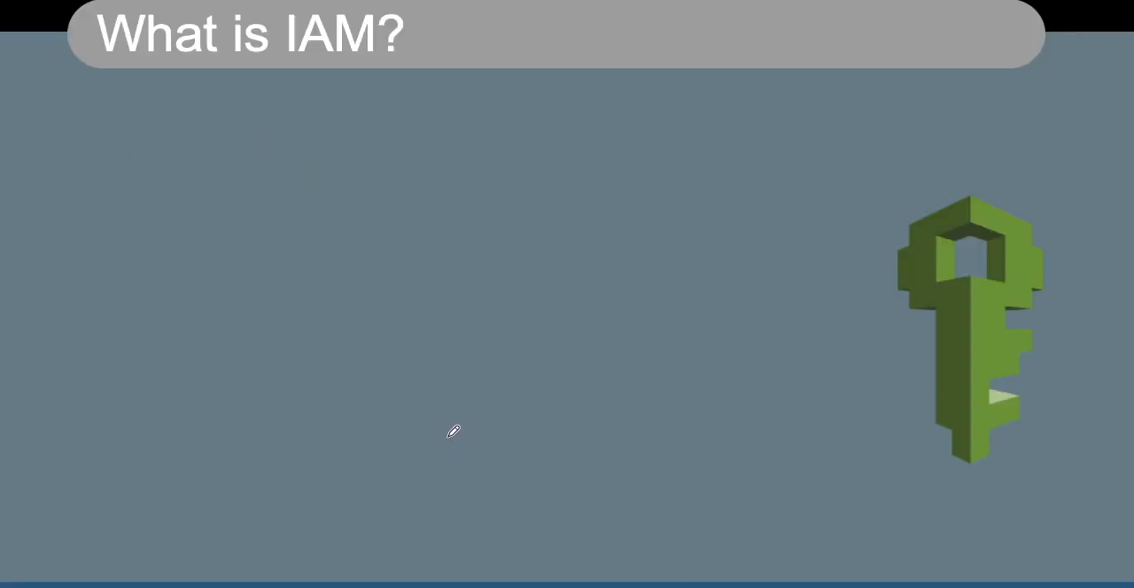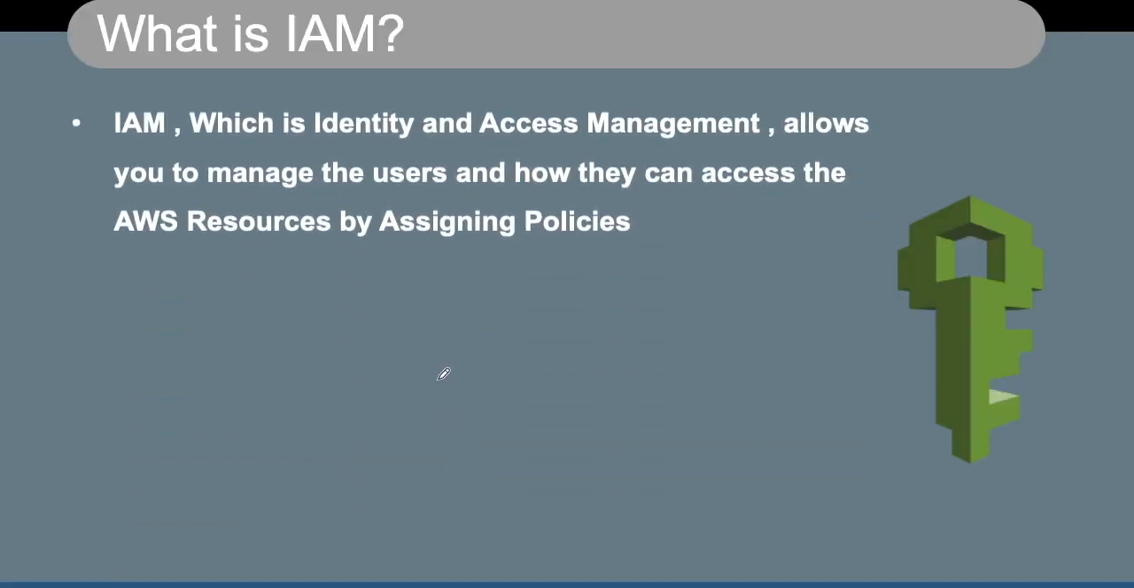Now let us understand what IAM is. IAM is used for identity and access management. It allows us to manage the users and how they can access the AWS resources by assigning something called policies. IAM is required to create various users, groups, roles and policies, and these policies are assigned to users, groups as well as roles so that they can work with your AWS resources. So they can create and manage AWS resources based on the policies assigned to them.